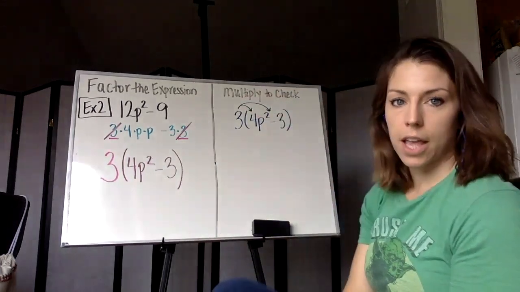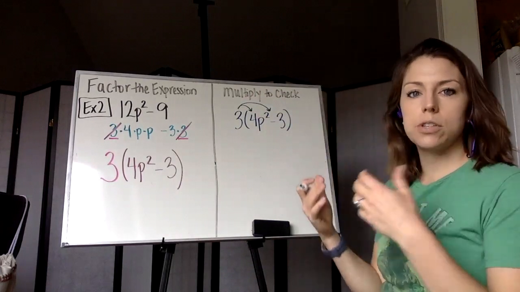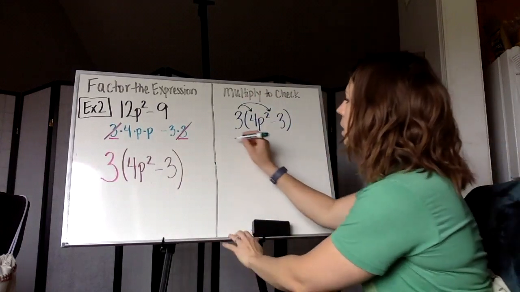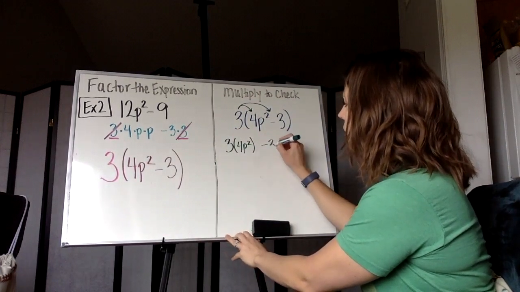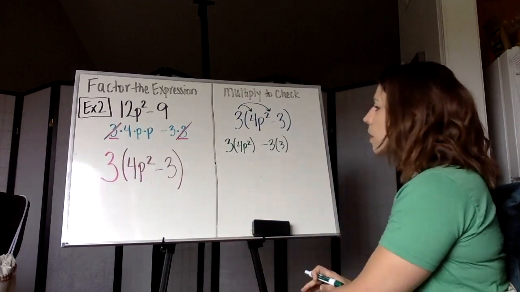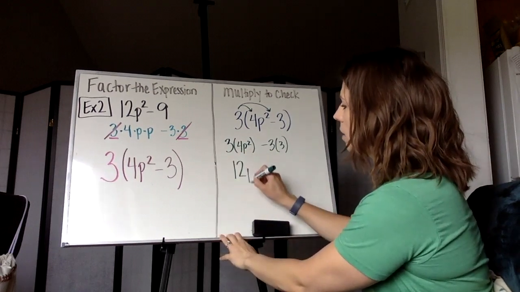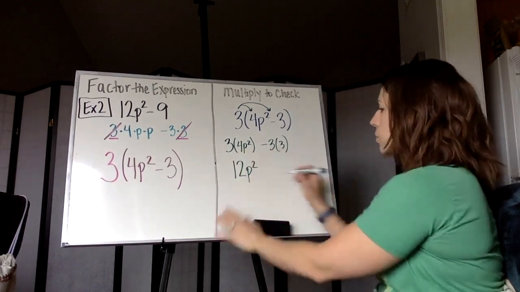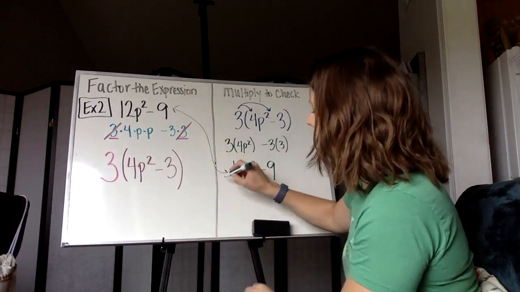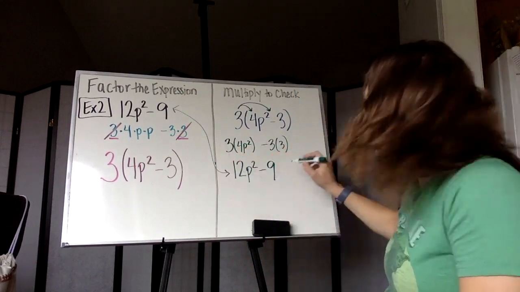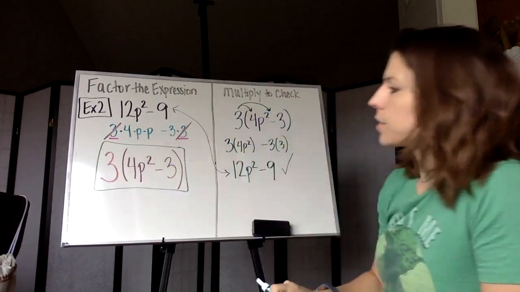I'm going to write it out just so that you can see my work, but you don't have to write it out when you do your check. If you are able to do that step mentally, that's totally fine. 3 times 4p squared minus 3 times 3. Let's see. 3 times 4 is 12. Times p squared is just 12p squared. And 3 times 3 is 9. Are these the same? Yes, they are. That's how I know I did this step correctly. And that's how I know this is my correct answer.